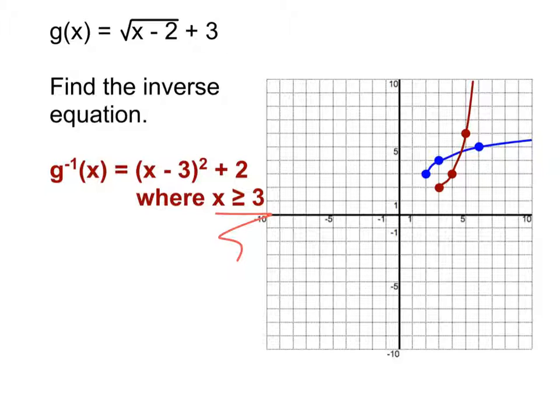And so how do we know what it is? Well, we found our original range, so original range. Then we swapped that to become our inverse domain. And that tells us what that restriction is.